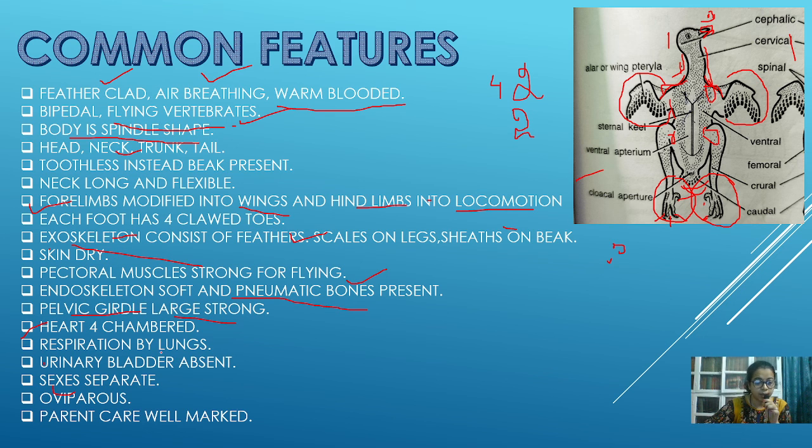Respiration is mainly by lungs, as they have a terrestrial mode of life, and the urinary bladder is absent. This is again a modification found in birds. The urinary bladder is responsible for storage of urine, but birds don't store the excretory matter. They immediately drop their excretory matter. Why? Because if they stored the excretory matter in their body, it would make their body heavy and they could not fly. That's why the urinary bladder is absent in birds. This is an interesting feature.